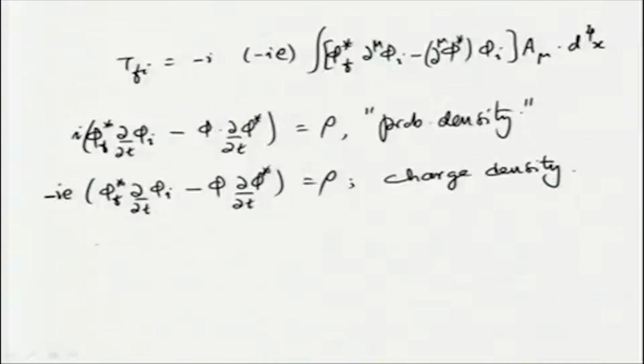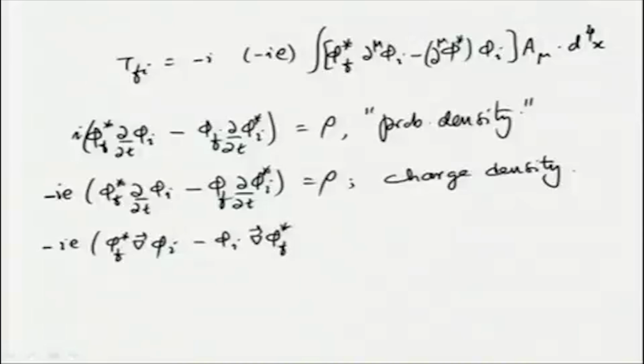Similarly, we have the spatial component here, which is minus i e, φ_f* grad φ_i minus φ_i grad φ_f*. This, between φ_i and φ_f, is essentially what we call the current density.